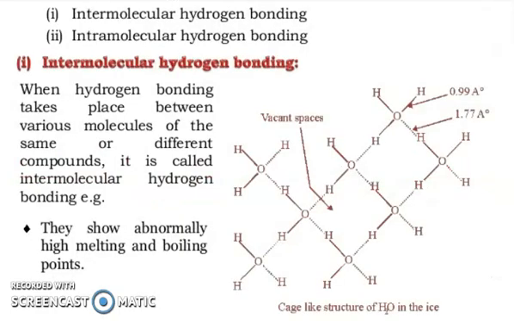So, the types of hydrogen bonds: intermolecular hydrogen bonding and intramolecular hydrogen bonding. Intermolecular hydrogen bonding means hydrogen bonding that takes place between various molecules of the same or different compounds. For example, you can see here water. They are forming hydrogen bonds, and you can also see the vacant space, the cage-like structure of water in ice. And see the distance: 0.99 angstrom, and the hydrogen bond 1.77 angstrom. They show abnormally high melting and boiling points.